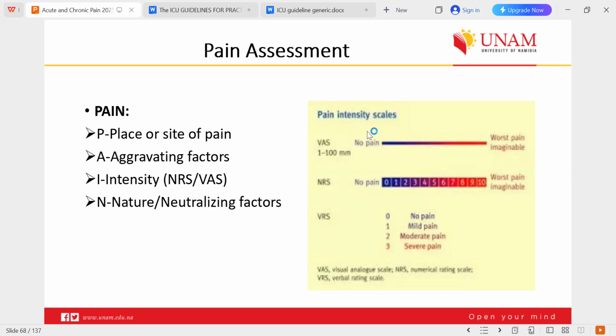All right, then we use pain itself. So this incorporates other pain scores like the numerical rating scale and your visual analog scale. So the P stands for the place or site of pain. A, aggravating factors. And I, the intensity. So you use your numerical rating scale or your visual analog score here. Okay, N, what is the nature of the pain and what neutralizes the pain?